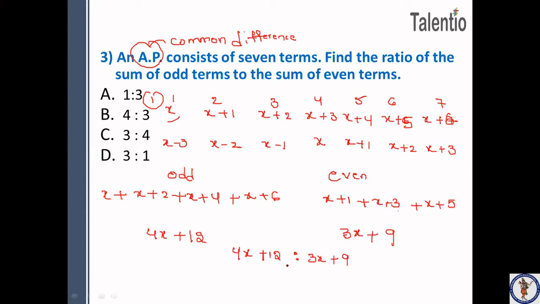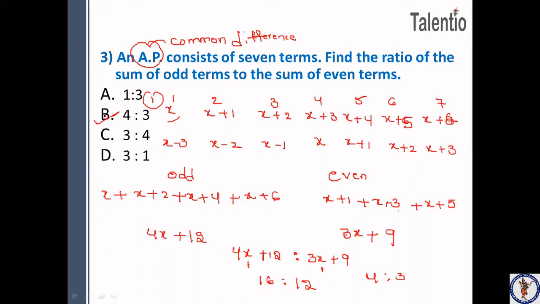So if you consider x is equal to 1, what is the ratio now? 12 plus 4, 16 is to 9 plus 3, 12. So the ratio is 4 is to 3. So what is the answer? 4 is to 3. Because the x value can be any value, but they are asking the ratio, that's why I'm considering the x value as 1. So the ratio is 4 is to 3.